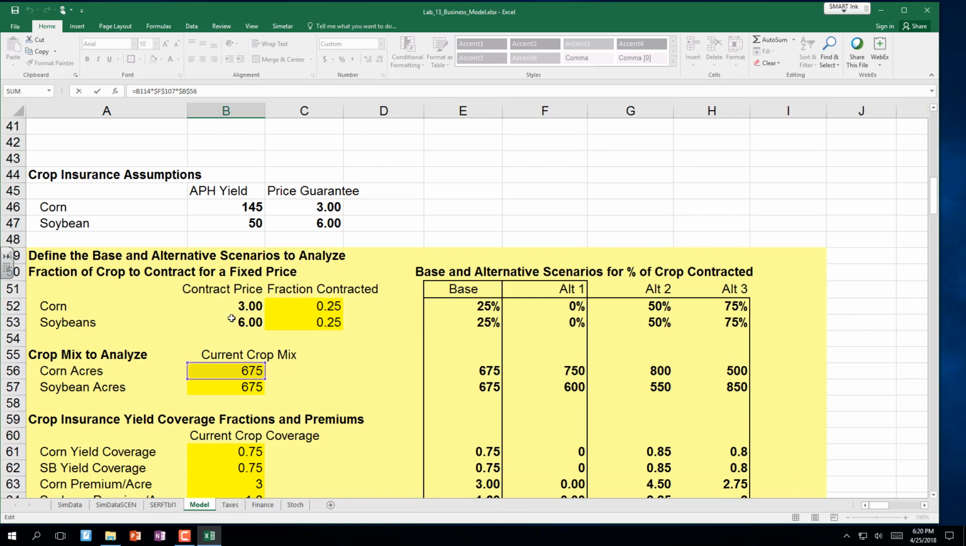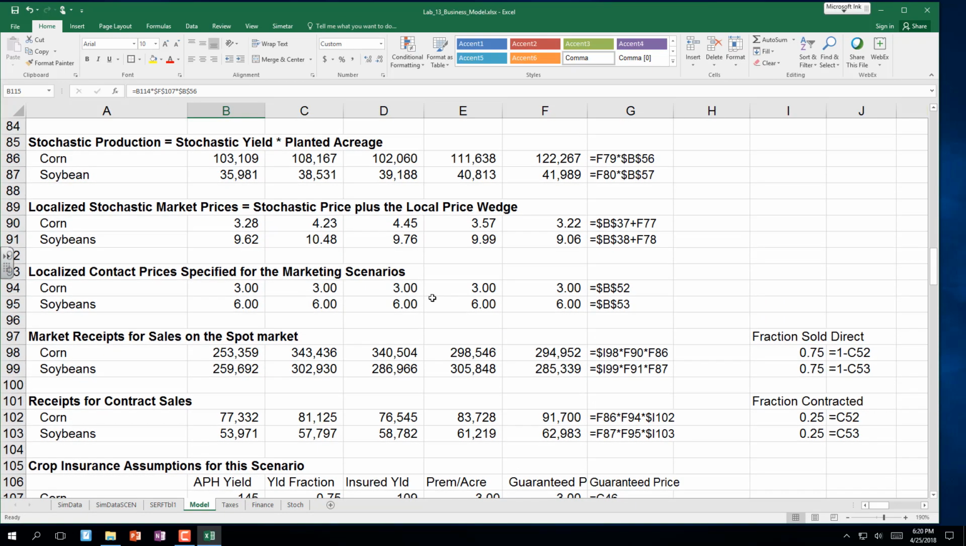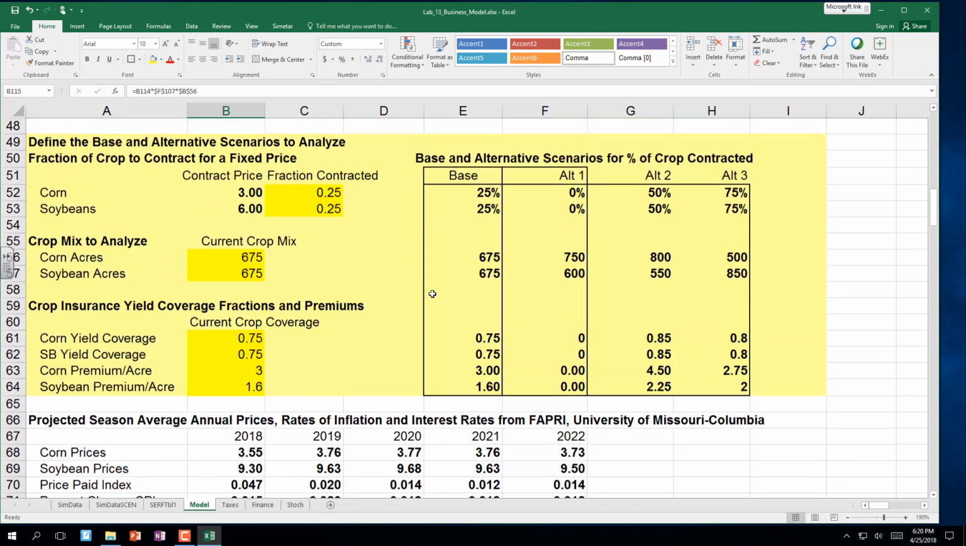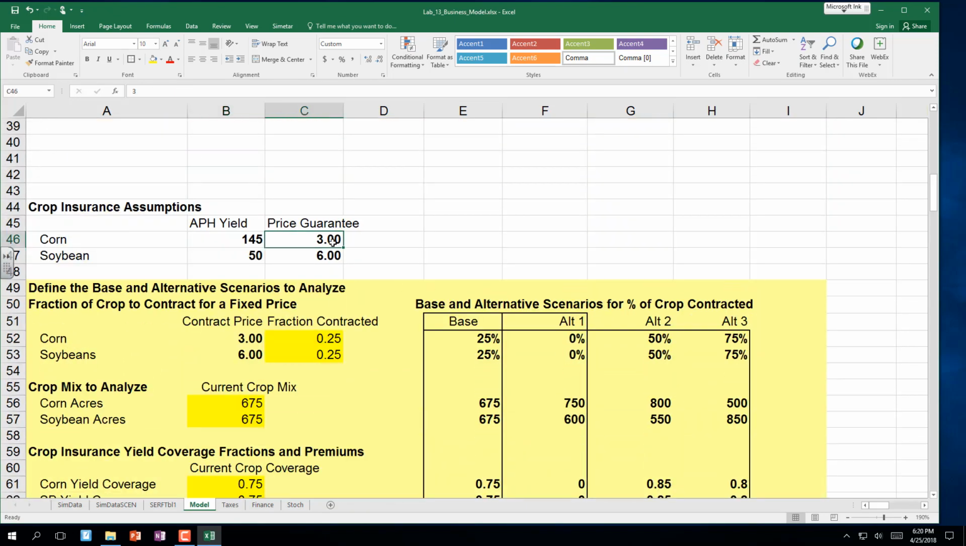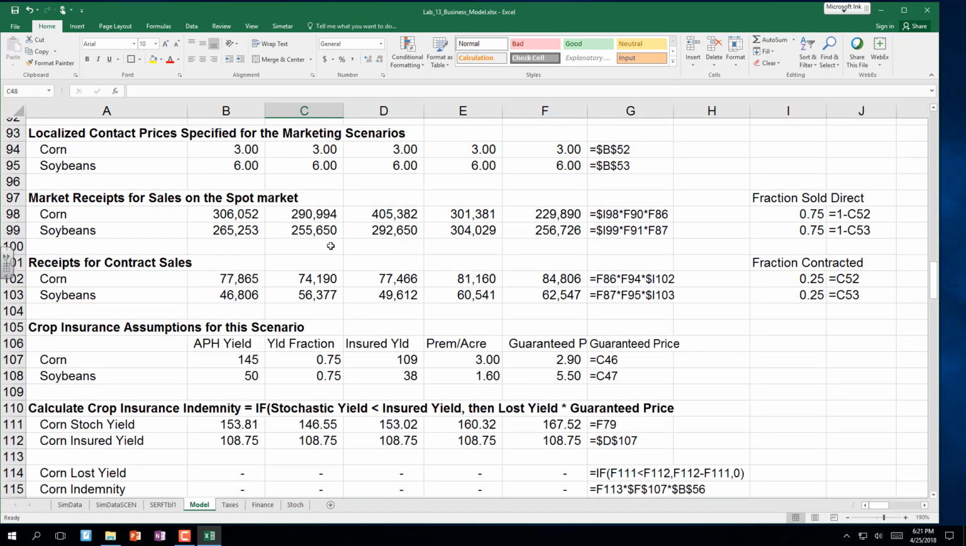$3 and $6 are the same, aren't they? Just for imagination, let's change this. Go up to line C46 and put our insurance guaranteed price. This is the guaranteed price that's on your insurance, not what you're contracting for. Let's make that $2.90 and make that $5.50. So they'll be different down here.